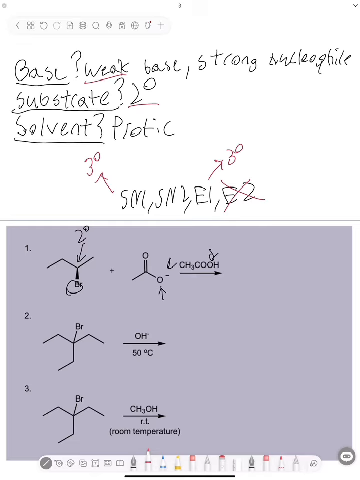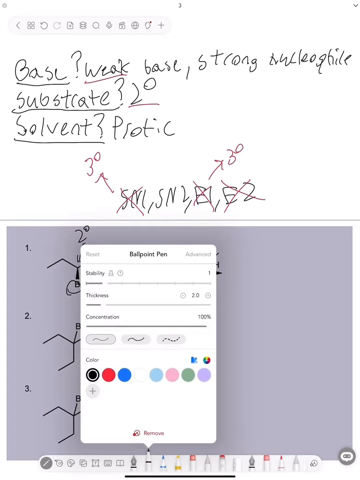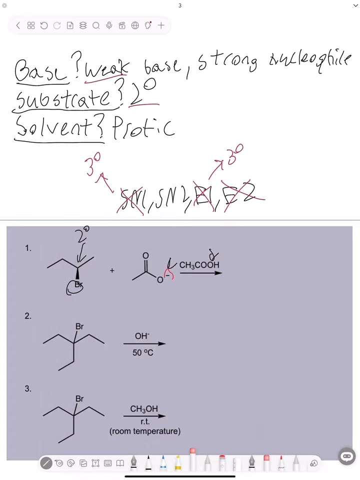And since we have this negative charge right here, the conditions are not neutral, so we know it's not SN1 or E1. So that leaves us with just SN2. So how do we draw out an SN2 reaction? Let's first draw out the mechanism.